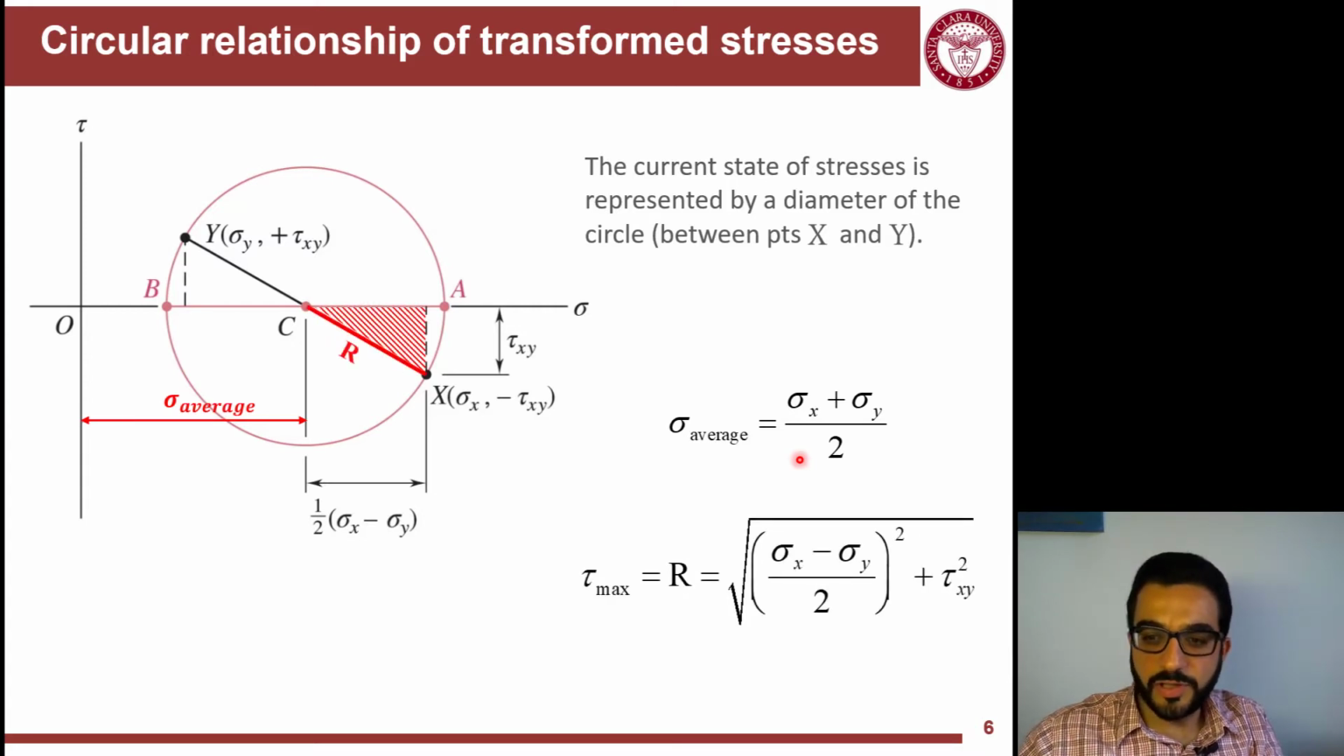So the radius here I can figure out through this triangle, and r is basically the square root of the vertical side of this triangle, which is tau xy, so tau xy squared, plus the horizontal dimension of that triangle, which is half of the distance between sigma x and sigma y, so sigma x minus sigma y over 2, squared. So this is why I end up with this radius formula. So as a circle, I define it by the location of its center, sigma average, and the radius of that circle.